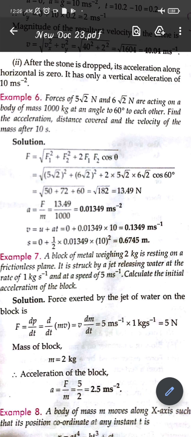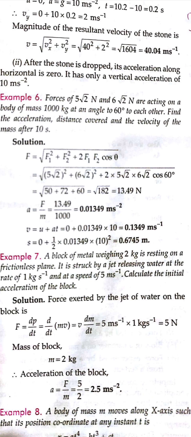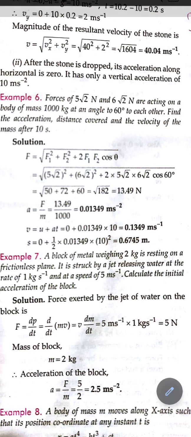So u is 0 because it started from rest, and the other thing is half a t square. a we have already found in the first part, that is a = 0.01349 meter per second square, and a is given as 0.01349, and time is given as 10. So on multiplying both of these, we will get 0.6745, which is the displacement of the body, or the distance covered by the body.